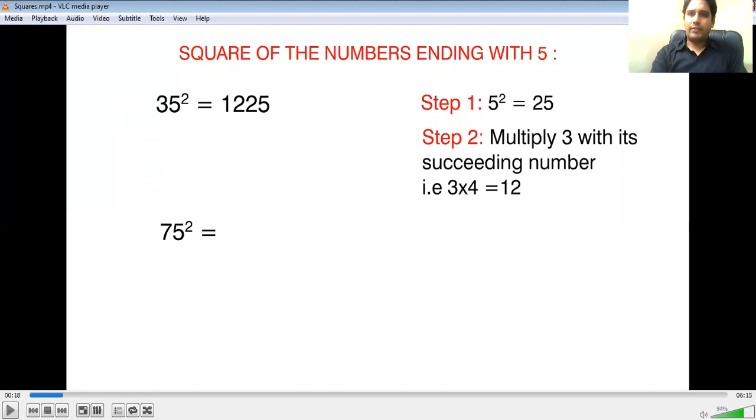Again, let's say we have to find out the square of 75. Step 1, 5 square is 25. Step 2, 7 into 8, which is 56. Hence our result is 5625.